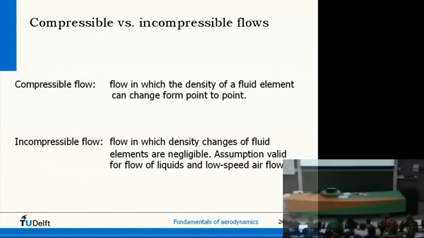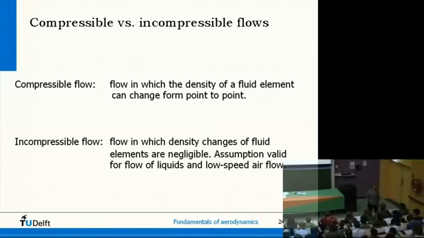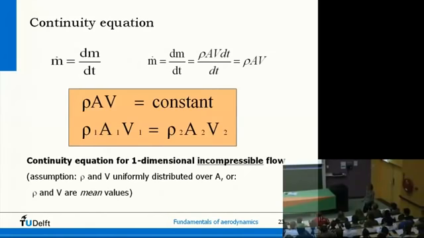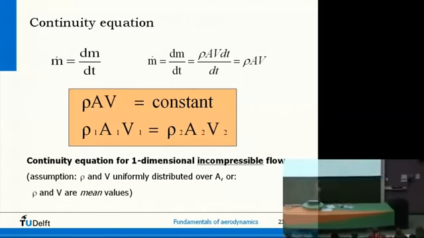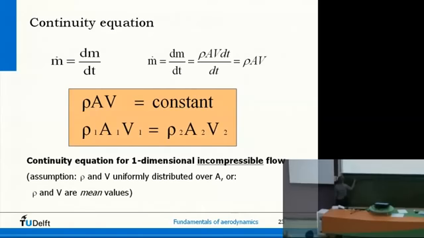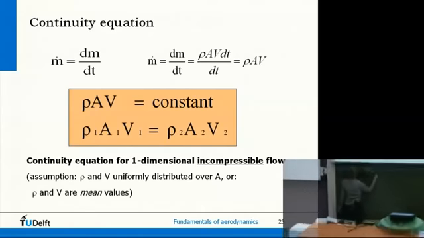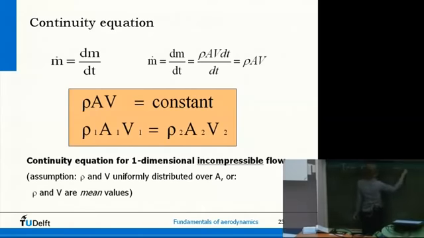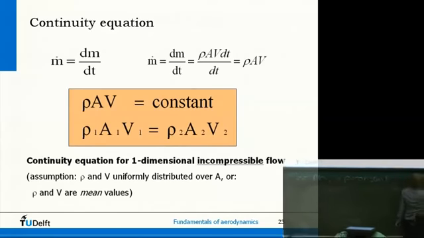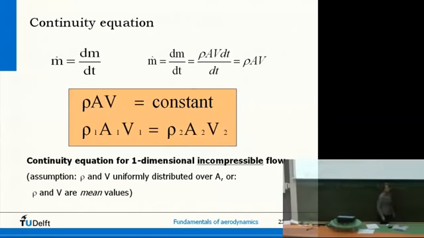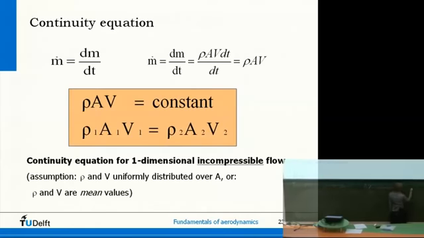Two types of flow, compressible flow and incompressible flow. And for incompressible flow, we have then a simple relation, right? So incompressible flow, so rho is then constant in the flow. So AV is constant. So area times velocity. So suppose I have a duct like this.